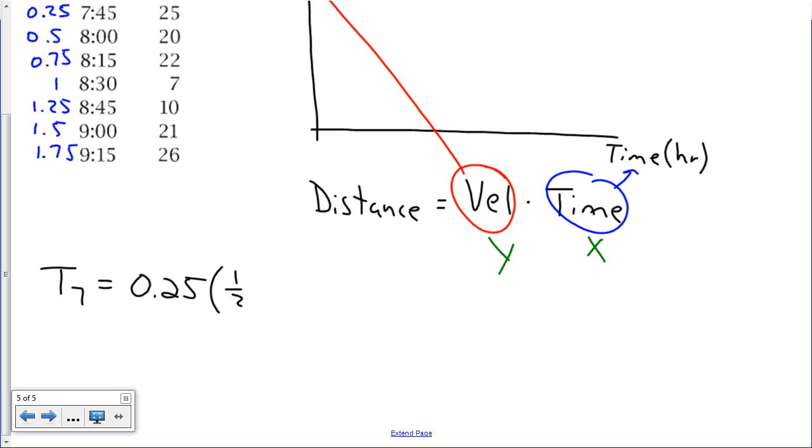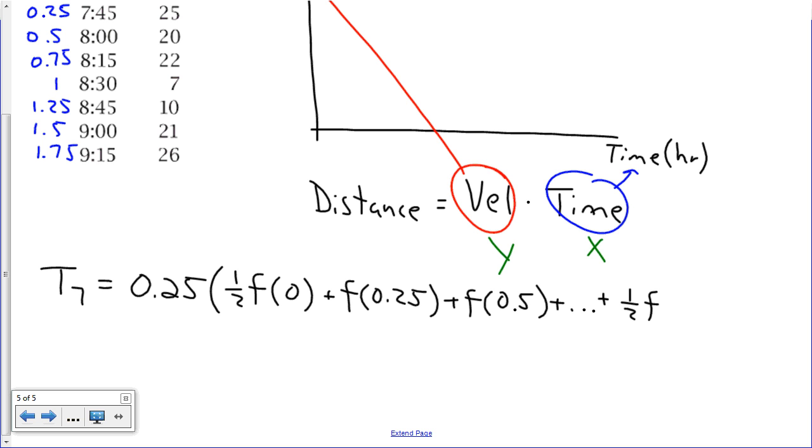And then it's 1/2 my function at the first x value, which is at time 0, plus my function at the next x value, which is 0.25, plus my function at the next x value, which is 0.5, and so forth, all the way up to 1/2 my function at the very last x value, which would be at 1.75. That's one way you can write this down.